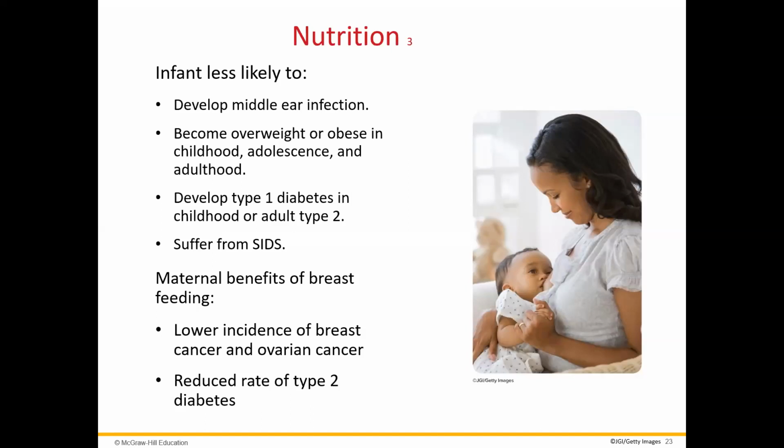The mom benefits as well, as you can see at the bottom here. Lower incidence of breast cancer and ovarian cancer for mothers who have breastfed. Reduced rate of type 2 diabetes. Those findings for the breast cancer and ovarian cancer, there's consistent evidence for those. It's not like a one-time study or anything. They replicated those studies and showed that this is a solid finding that you have less chance of cancer later if you breastfed your babies.